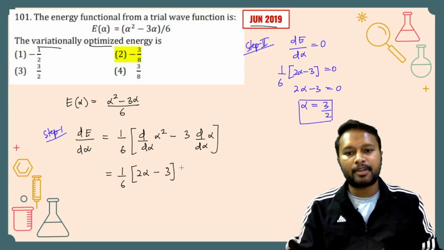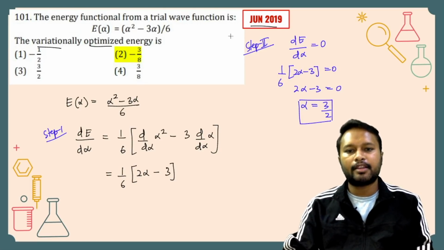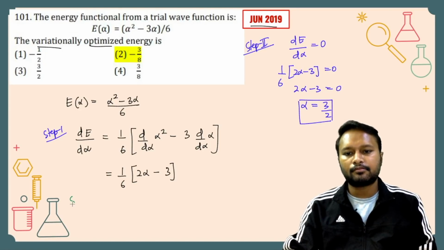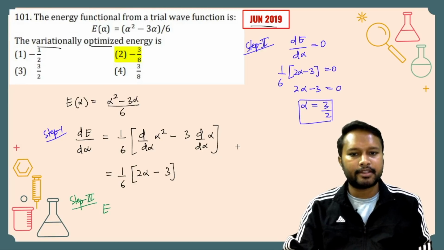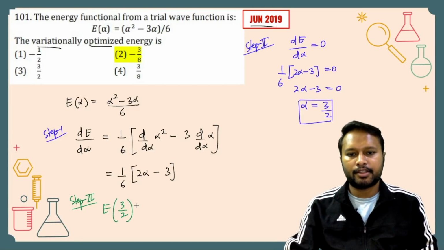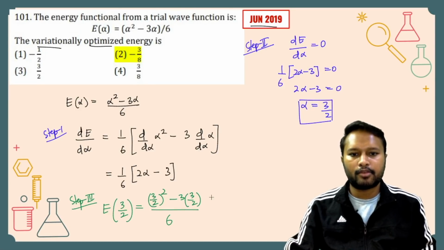Now the variationally optimized energy will be that where you put this value of alpha in the energy term. So that is going to be your step 3. Step 3 is to find the energy for this given alpha value. So you have to put 3 by 2 wherever you have alpha in the energy formula. So (3 by 2) square minus 3 into 3 by 2, divided by 6, right? So just solve this.